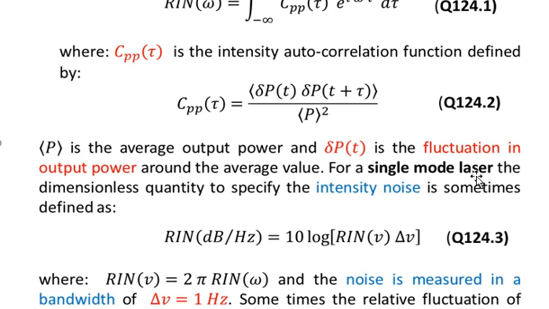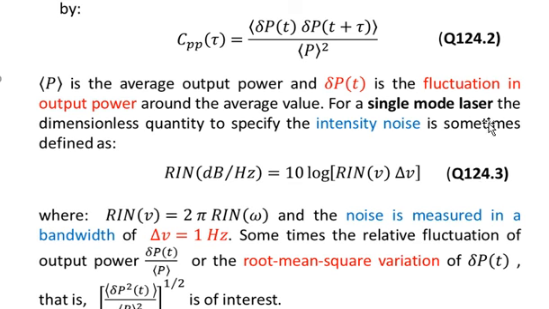For a single mode laser, the dimensionless quantity to specify the intensity noise is sometimes defined as follows. Note that here we are talking about a single mode laser, not multimode. Equation 3 is specific to a single mode laser. And the RIN function has a unit of decibels and hertz. Don't say that hertz is dividing the decibel; you can say it is a comma or just a separation.